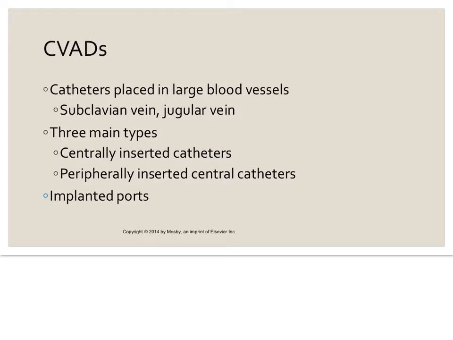These are placed for people who require frequent or special access to the vascular system. So someone, for instance, who needs to get a lot of blood transfusions, someone who is getting chemotherapy, someone who's had so many needle sticks that their peripheral veins are no longer useful, are just a few reasons people might have central venous access devices. There are three main types that we're going to talk about, and those are centrally inserted catheters or central lines, peripherally inserted central catheters or PICC lines, and implanted ports.